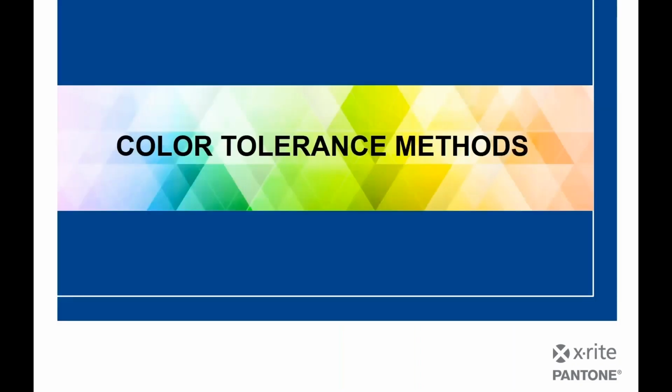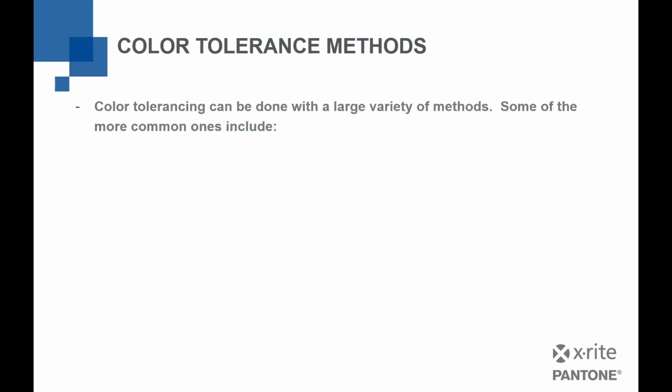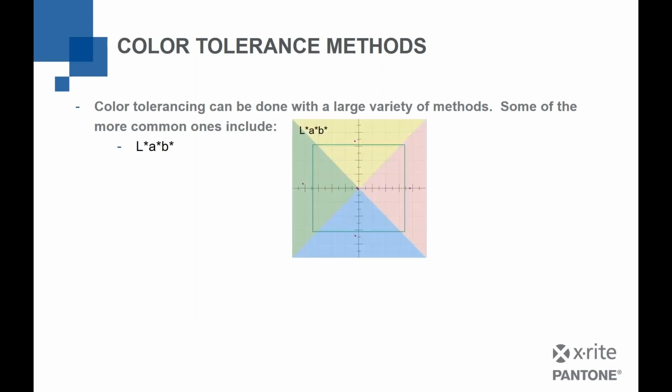So color tolerancing methods. On this topic, color tolerancing can be done with a large variety of methods. There are many ways, probably hundreds of them, yet most folks are using these more common ones, and they include things like LAB. In most of these we're talking about a delta value; delta LAB would be something similar to this, where the little pink dots on the screen are the samples that you've measured. Where those black crosshairs meet in the center would be where your standard or your target is located, and the pink dots are the samples you measured, and the box there would represent a typical LAB kind of tolerance. So let's review several of these.